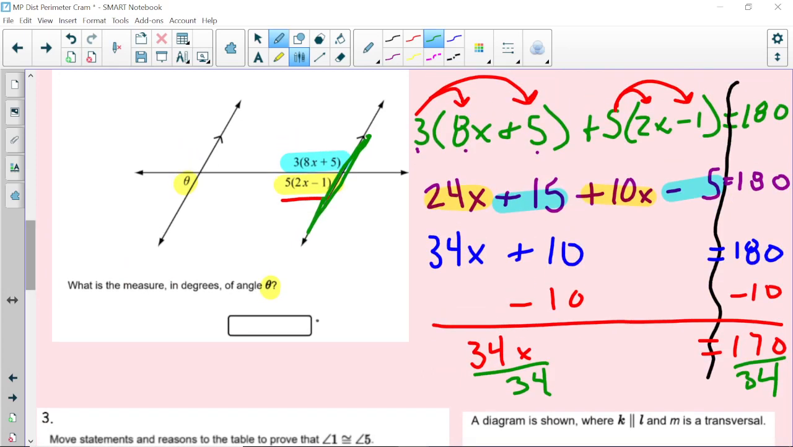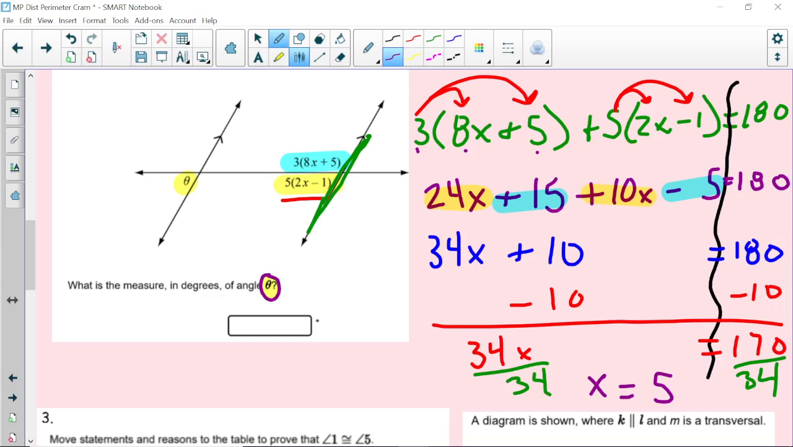So on the left side, the 34s will cancel, and we'll get just x. On the right side, when we do 170 divided by 34, we're going to get 5. So we'll get x equals 5. However, this is not our answer because we were not looking for what x equals. We want what theta equals.